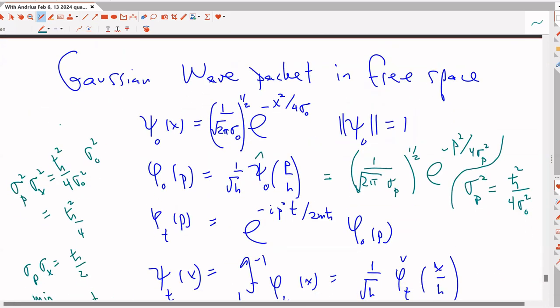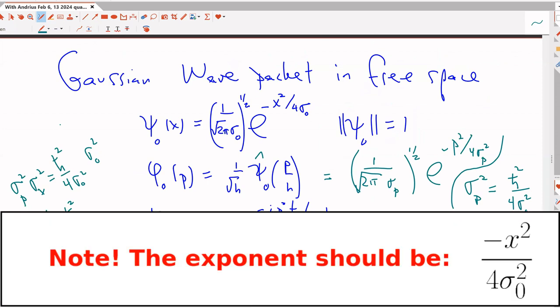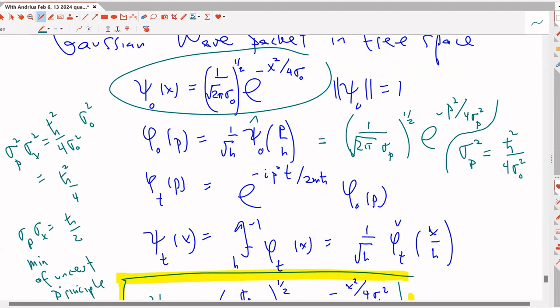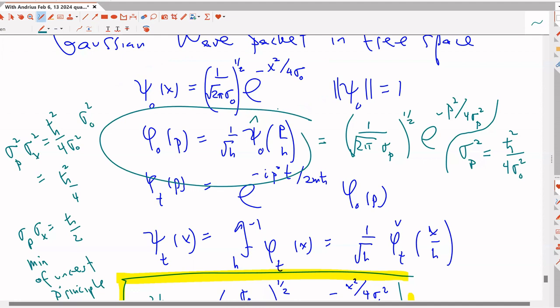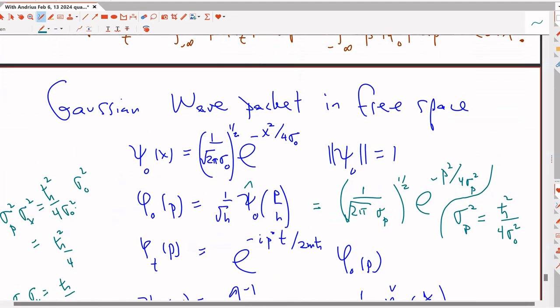We started with a Gaussian wave packet in this right here in position space. We converted it to a Gaussian wave packet in momentum space using the Fourier transform, this scaled Fourier transform. You do that scaled Fourier transform, you get another wave packet.